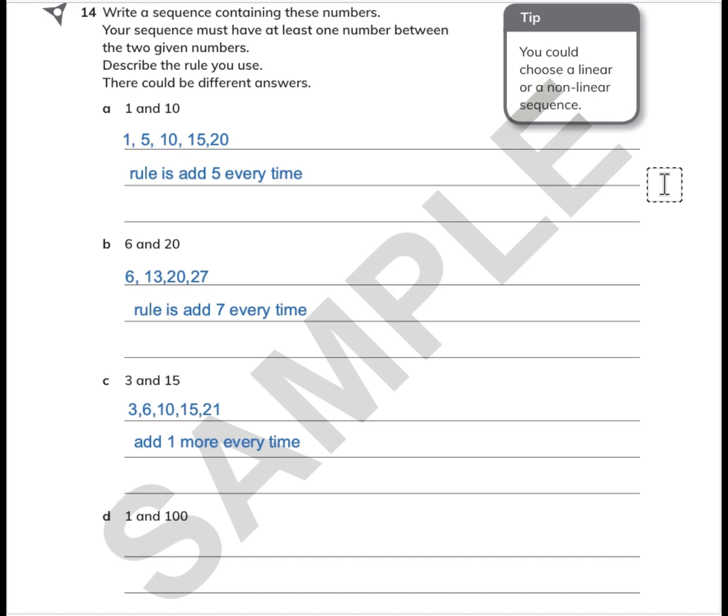Okay, now we have part D. We have to make a sequence and use these two numbers, 1 and 100. Although it looks very simple, it isn't, because if you write 1 and then the next number 10, to make it like 10, 20, 30, 40, the difference between 1 and 10 will be 9. So this will not be linear, because from 1 to 10 there is a difference of 9, and then from 10 to 20 the difference is 10. So this will not be a linear sequence.